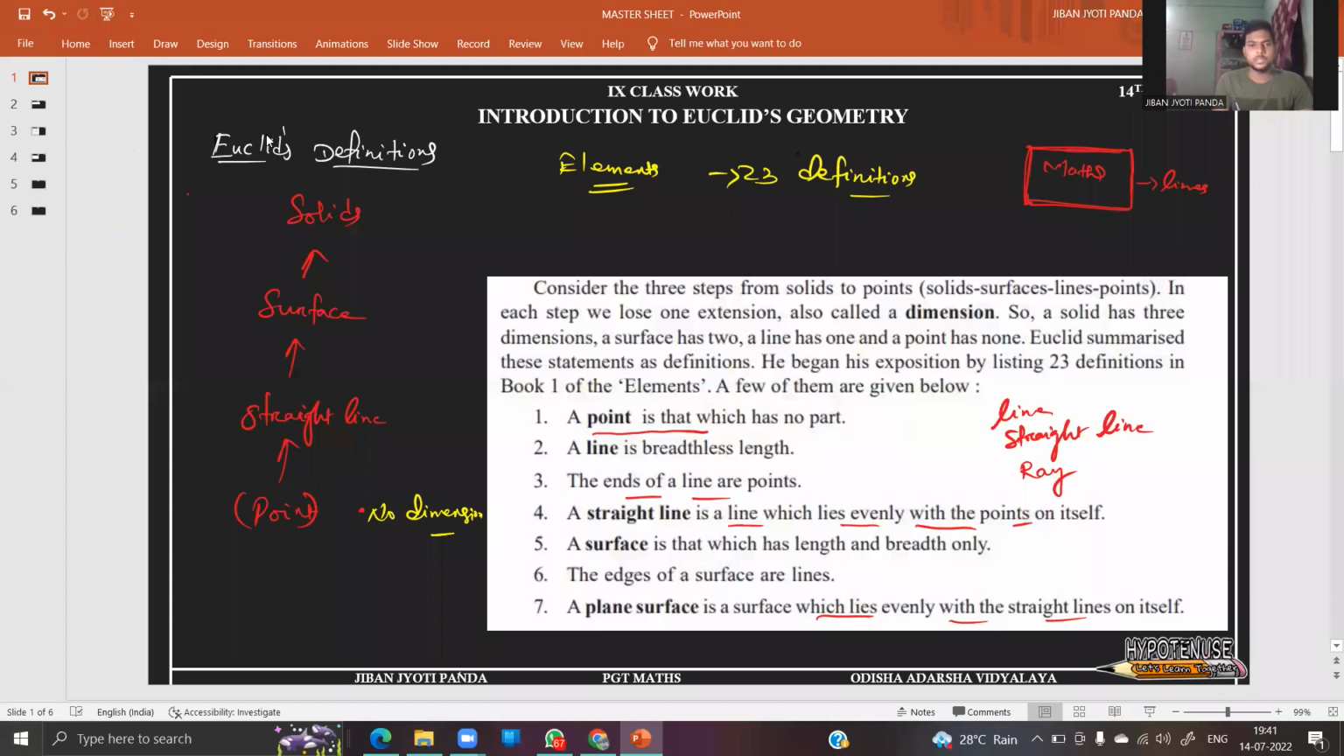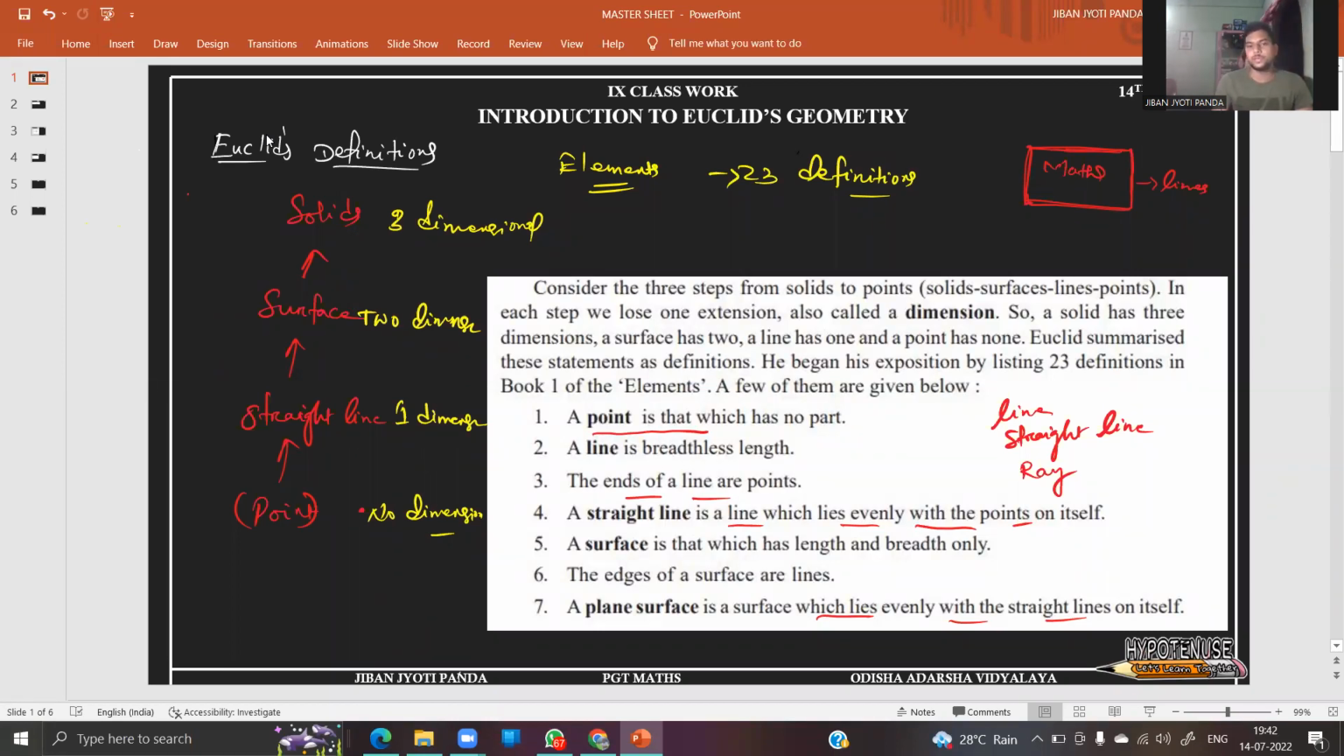Okay, surface is definitely two dimensional, that is 2D, we are already discussing 2 dimensional. And finally solids are 3 dimensional. So in this way we are just moving in an upward direction from point, straight line, surface and solid. There are few definitions defined by Euclid in his book Elements.